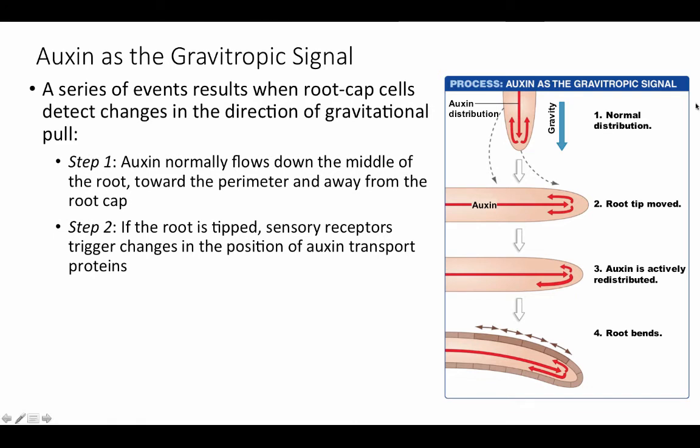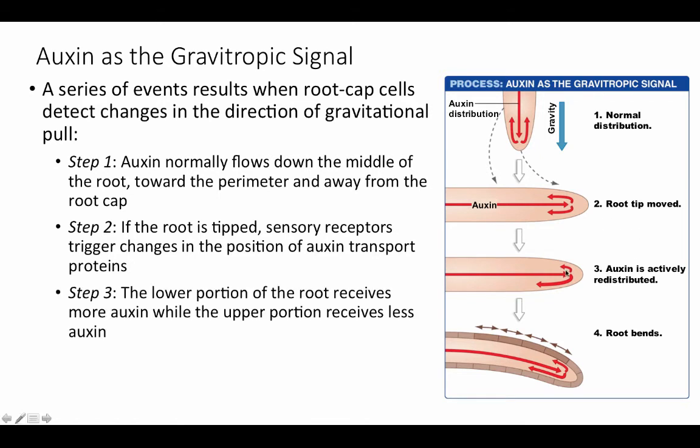If the root is tipped, so in this case we're seeing it tipped completely sideways, sensory receptors are going to trigger changes in the position of auxin transport proteins. So they're going to transport auxin in a different direction, same thing that we saw in the phototropic response. The lower portion of the root is going to receive more auxin while the upper portion receives less.